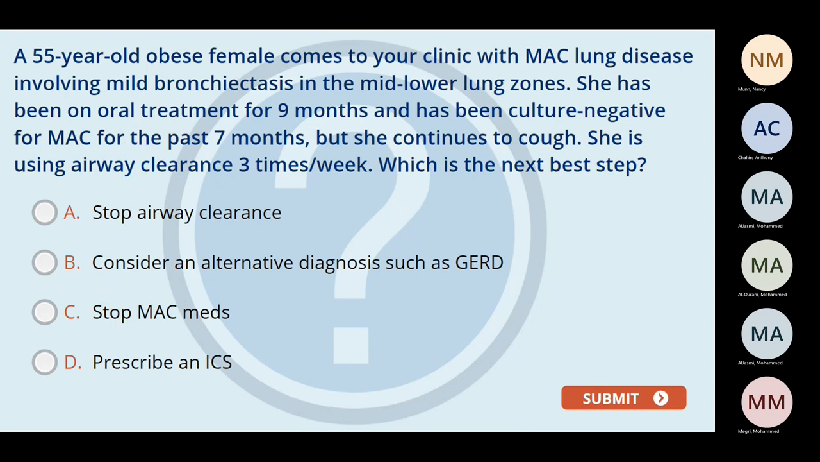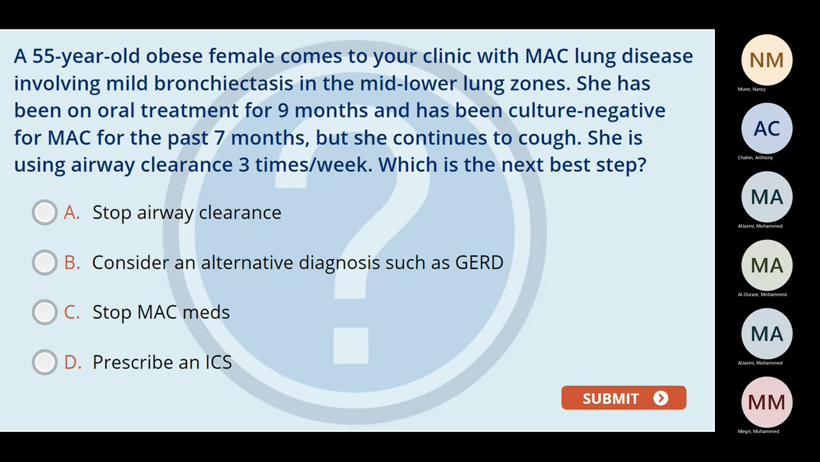A 55-year-old obese female comes to your clinic with MAC lung disease involving mild bronchiectasis in the mid-lower lung zone. She has been on oral treatment for 9 months and has been culture negative for MAC for the past 7 months, but she continued to cough. She is using airway clearance 3 times a week. What is the next best step? Continue airway clearance, consider an alternative diagnosis such as GERD, stop MAC meds, or prescribe ICS.